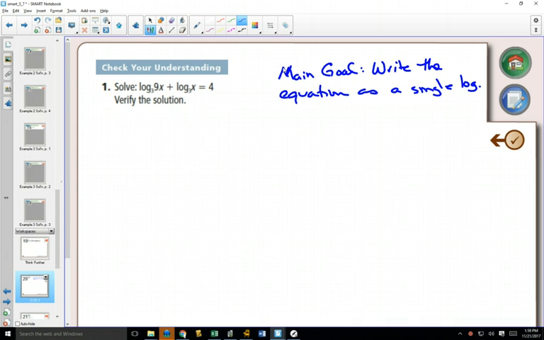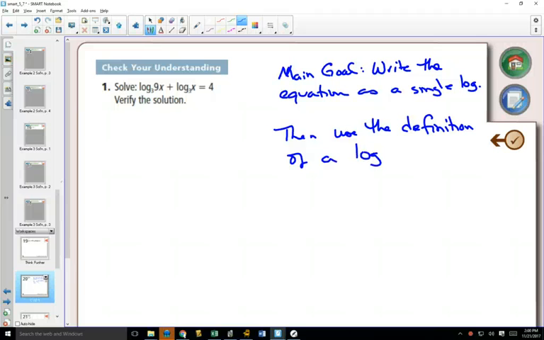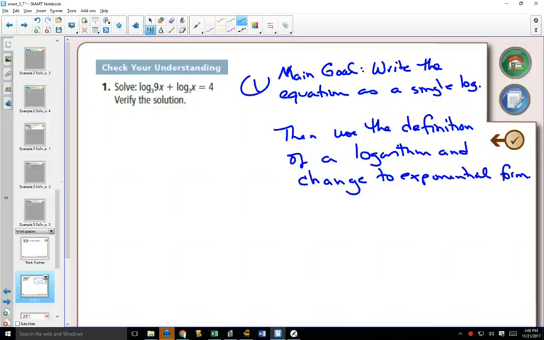The reason for that is once you've combined it as a single logarithm, you can then use the definition of a logarithm and change it to exponential form. So this is the first main goal, and the reason we need to write it as a single logarithm is so that we can use our definition to change it to exponential form. So what does that look like?